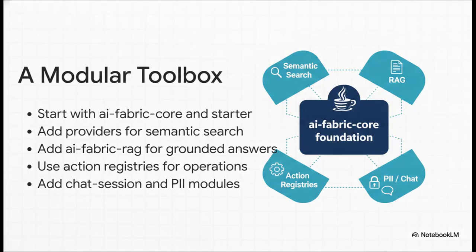Another huge plus with this blueprint is that it's designed as a modular toolbox. You do not have to install the whole kitchen sink on day one. You start small. Grab AI Fabric Core and the Spring Boot Starter. If you need semantic search later, just pop in an embedding provider. Heck, for local dev, you can combine ONNX with Lucene and avoid needing an OpenAI key altogether.